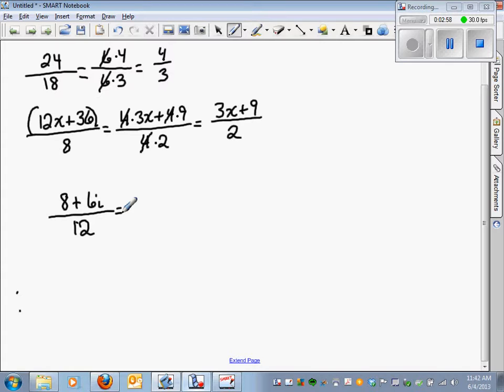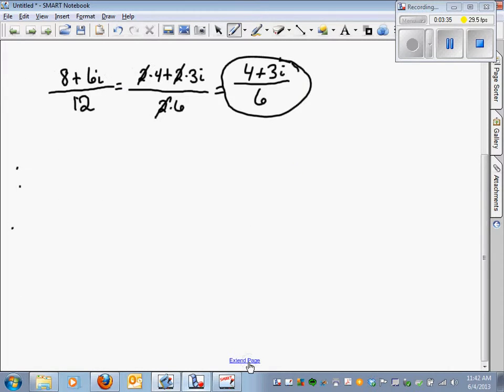So we can think of 8 as 2 times 4. We can think of 6i as 2 times 3i. And we can think of 12 as 2 times 6. So we have a common factor of 2 between the numerator and the denominator. That can be divided out, and it leaves us with 4 plus 3i over 6. Keep in mind you cannot reduce the 3i over 6 because it does not have that common factor of 3 with the 4. This is our simplified form.